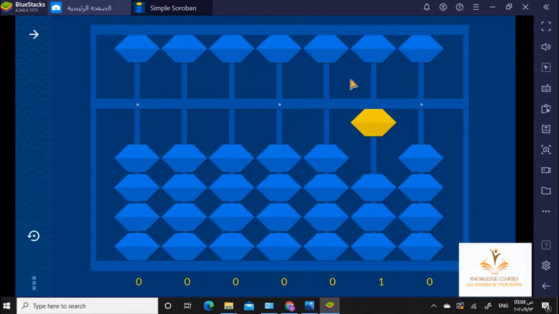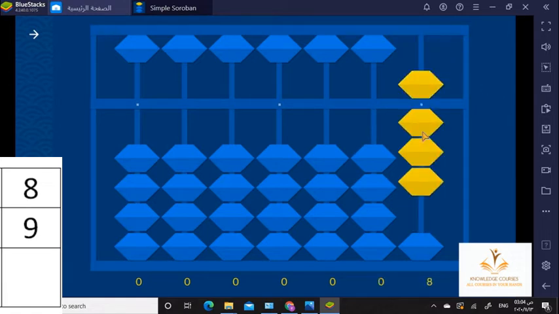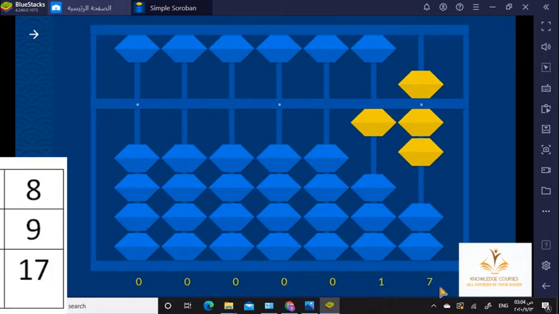Another example, 8 plus 9. 8 plus 9, I can't represent the number in the unit. So the big helper of 9 is 1. Activate 10 and minus 1. So the solution of the question is 17.